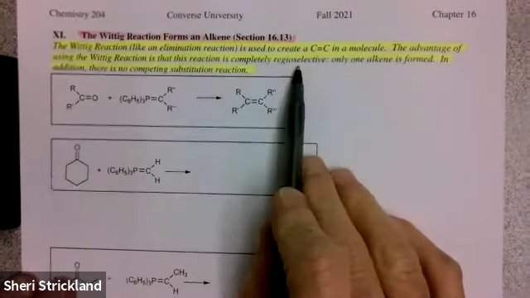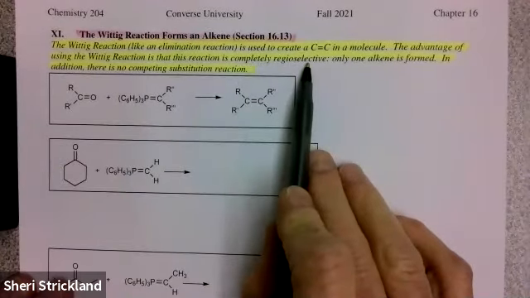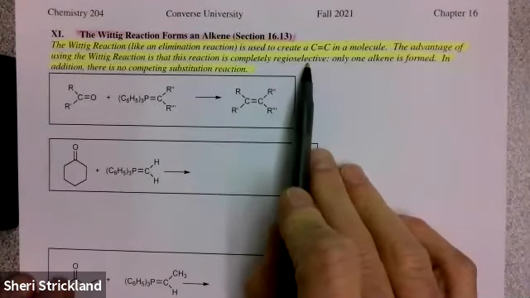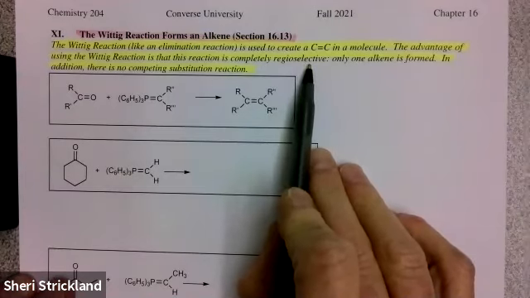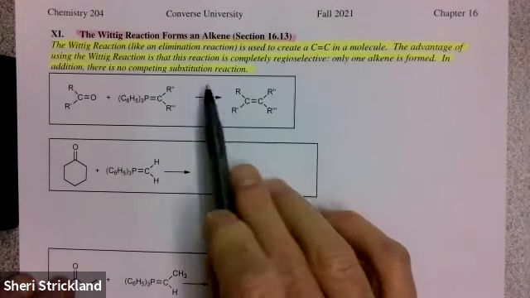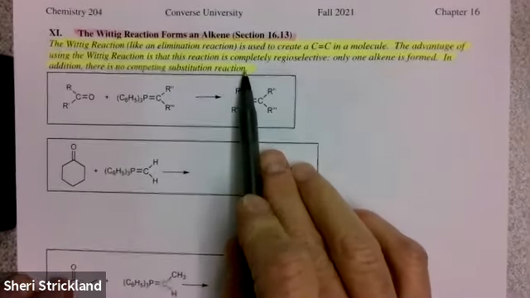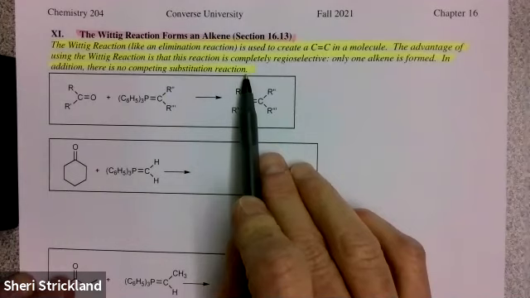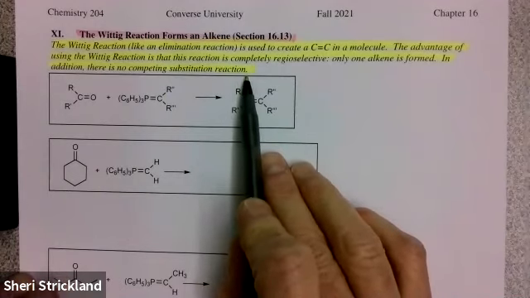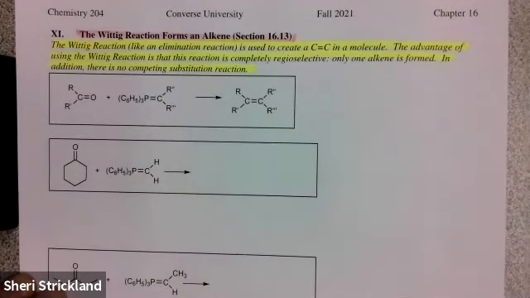Completely regioselective means you don't have a major and a minor product as you did when we looked at E1 and E2 reactions, and we were talking about Zaitsev's rule. And competing substitution reactions: if you have a substance that's undergoing an E2 reaction, there's usually a competing SN2. And with an E1, there's usually a competing SN1. So this is a big step forward in terms of making carbon-carbon double bonds.